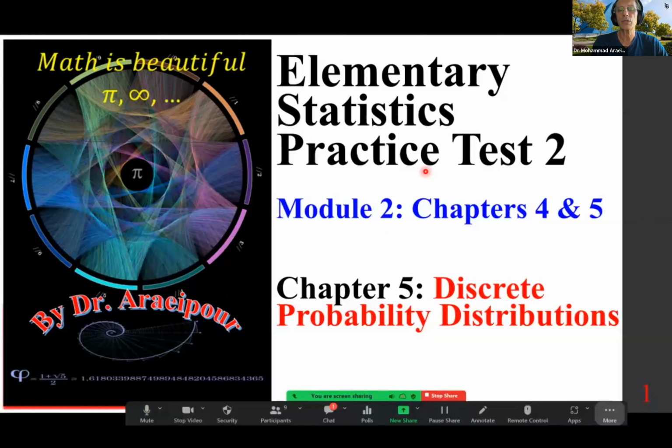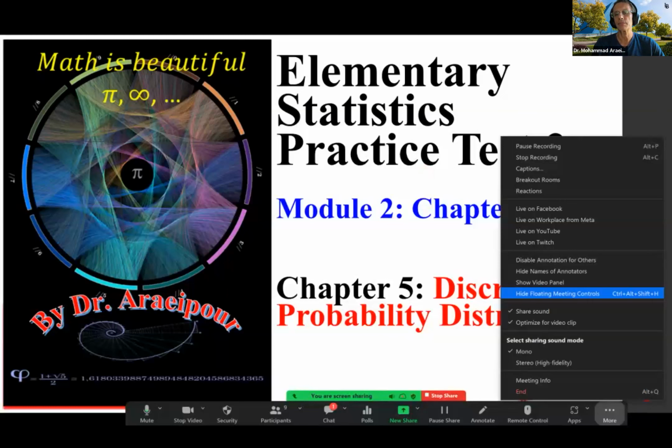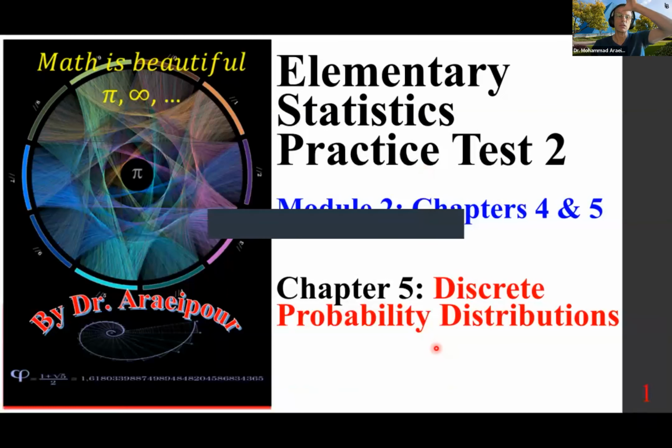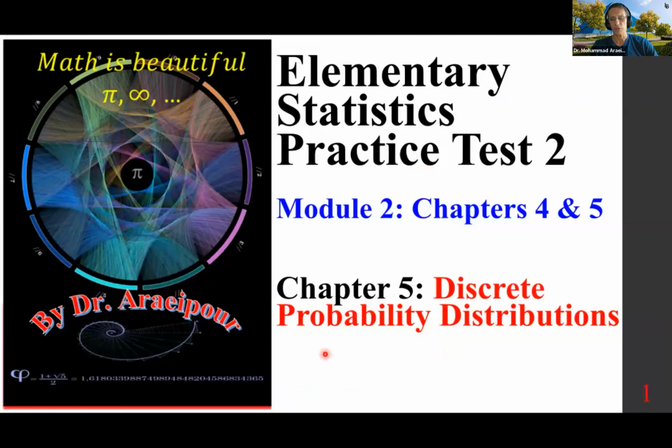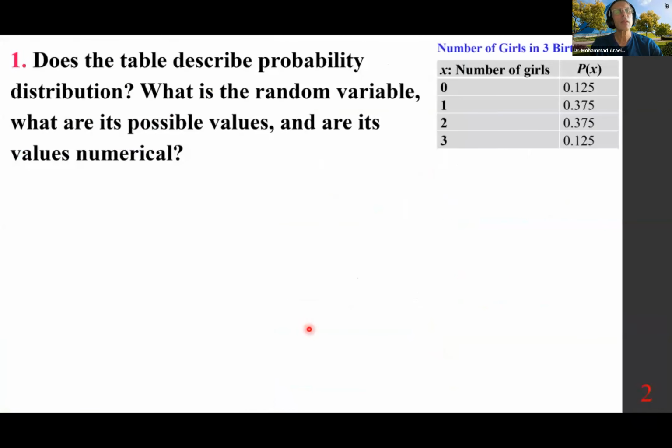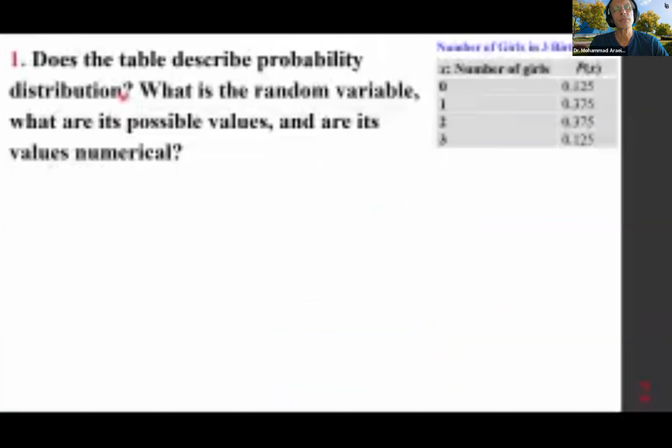We are looking at statistics practice test number 2, module 2, chapters 4 and 5. Here's chapter 5, discrete probability distributions. So we are looking at discrete probability distributions. Does the table describe a probability distribution? What is the random variable? What are its possible values? And are its values numerical?